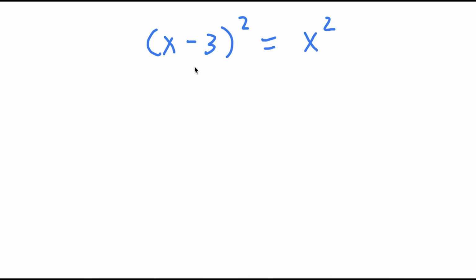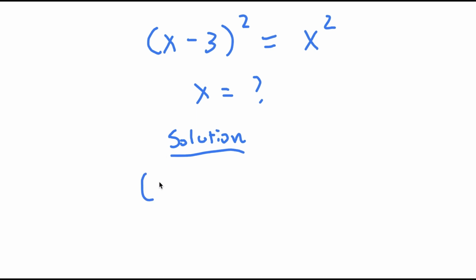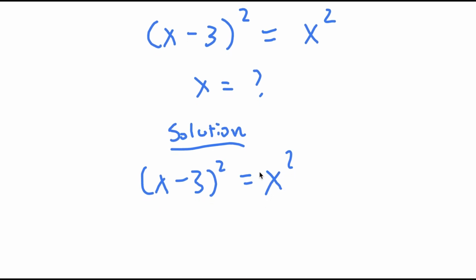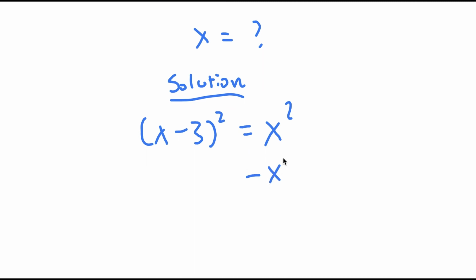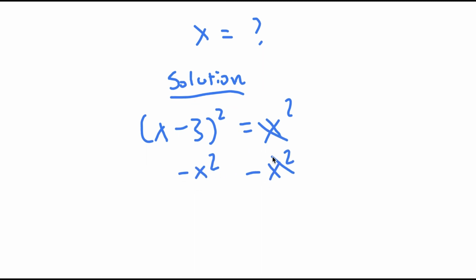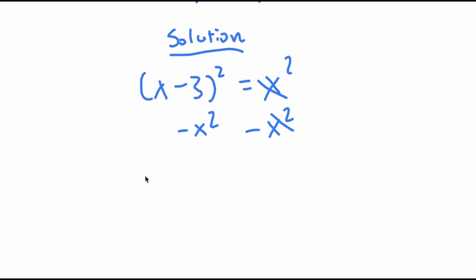Alright, so in this problem, I have x minus 3 squared is equal to x squared. So to solve this, I want to find the value of x. So for my solution, first start with x minus 3 squared is equal to x squared. Then I'm going to subtract x squared on both sides. So now I have x minus 3 squared minus x squared is equal to 0.